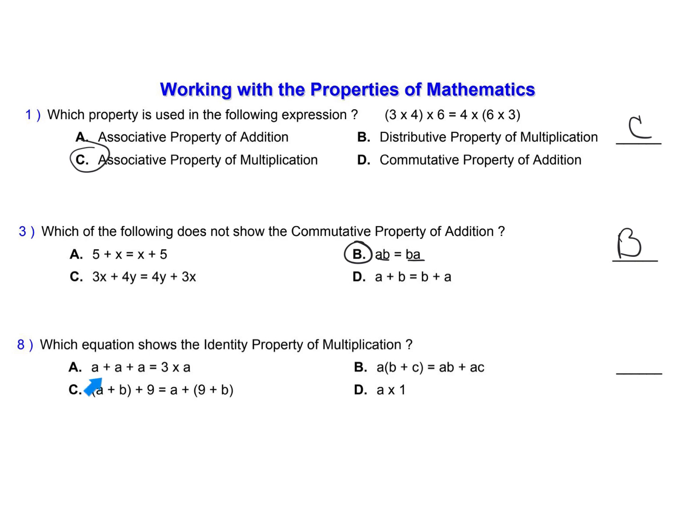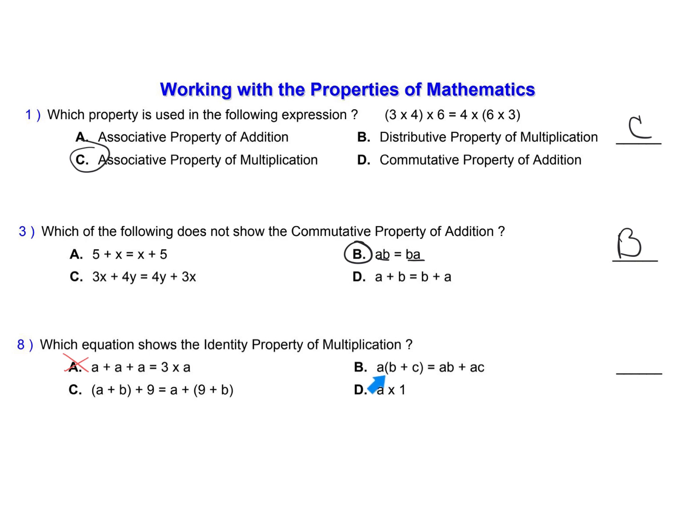So let me take a look at A. A has, this is showing these 2 things are equivalent. A plus A is 3 times A. They're using an X for multiplication, whoops. So those 2 things are equivalent, but it's not showing me that I can add 0 and get the number back again, or multiply by 1 and get the number back again. So I'm going to say A is not showing me the identity property of multiplication.